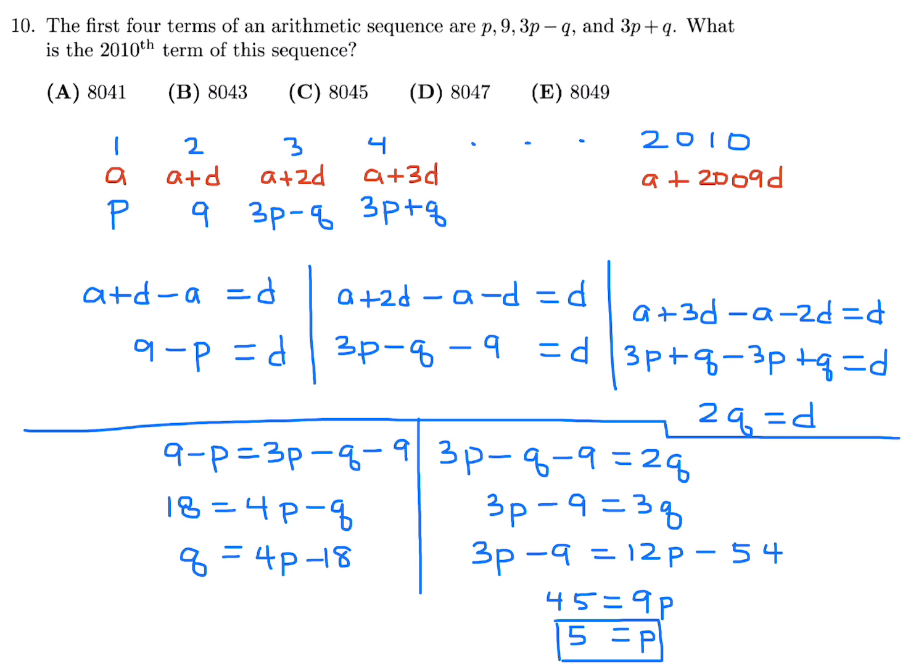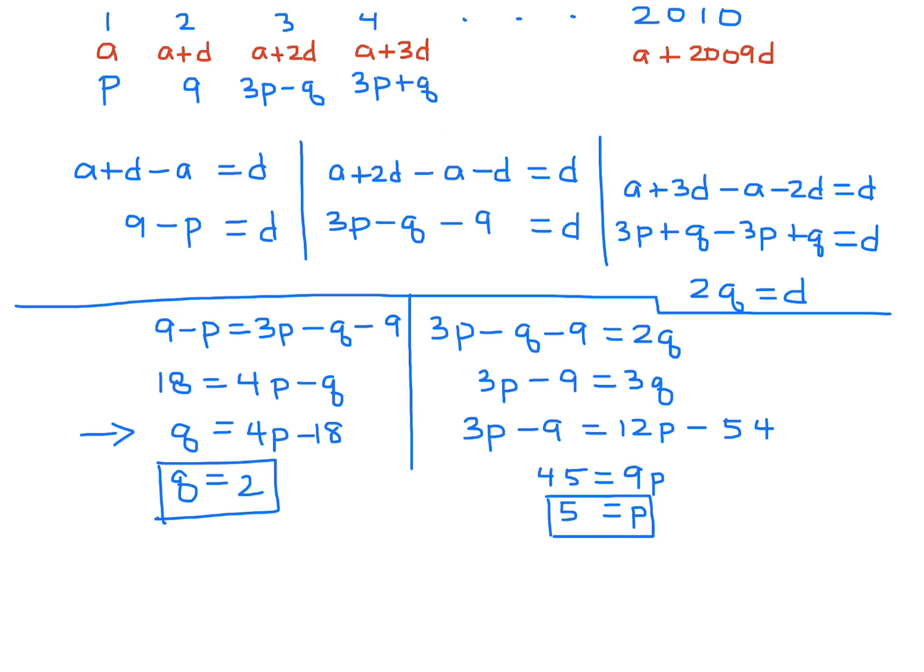And then if p is 5, we can substitute that in here, and we get q is equal to 20 minus 18, which is 2. So there we go. q is 2, p is 5. All right. So we are pretty much on our way to solving this. We have just one final step, which is trying to figure out this guy right here.